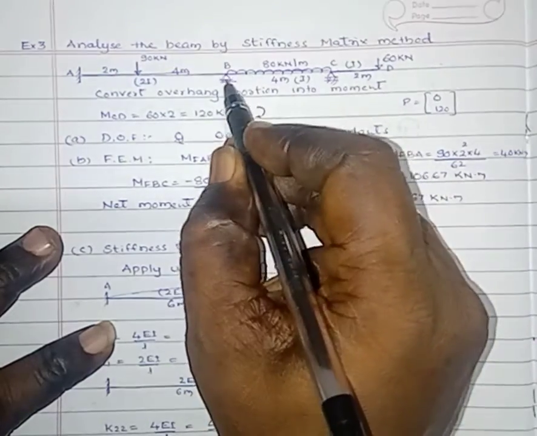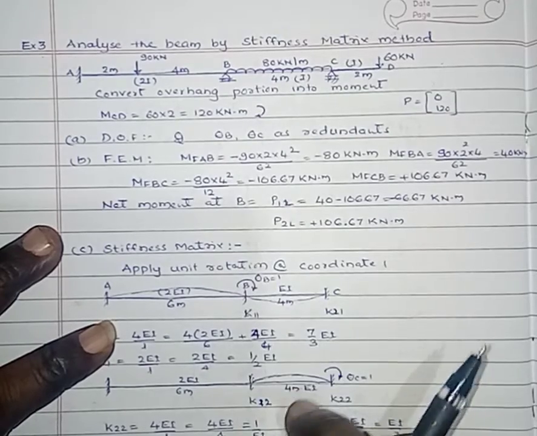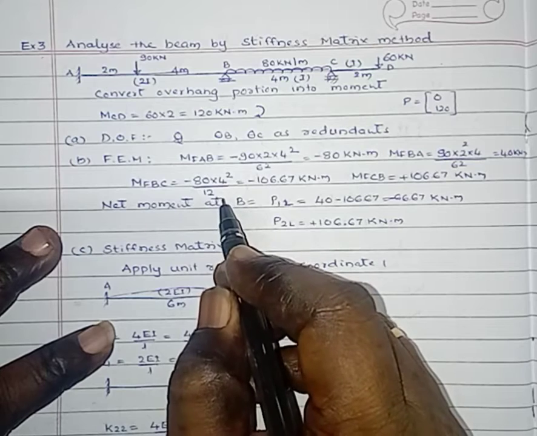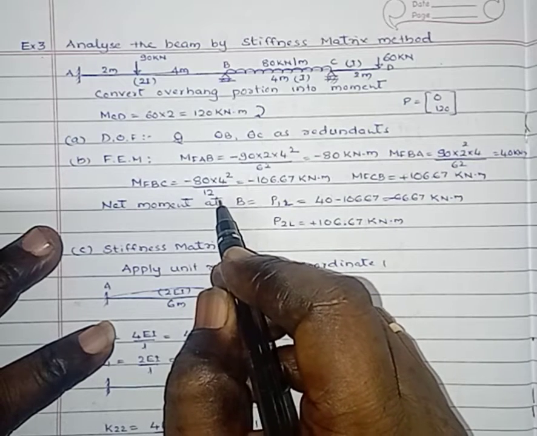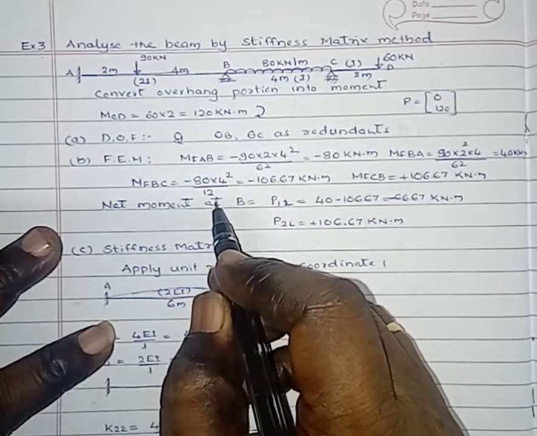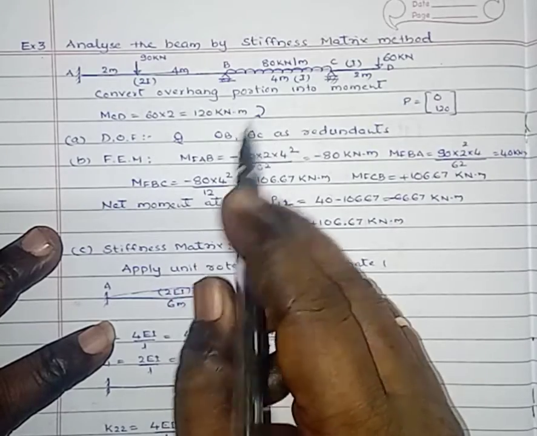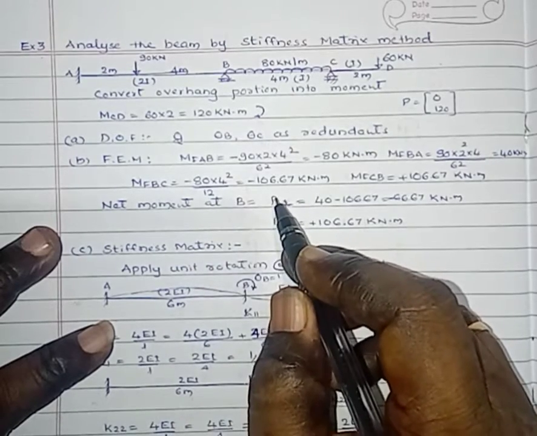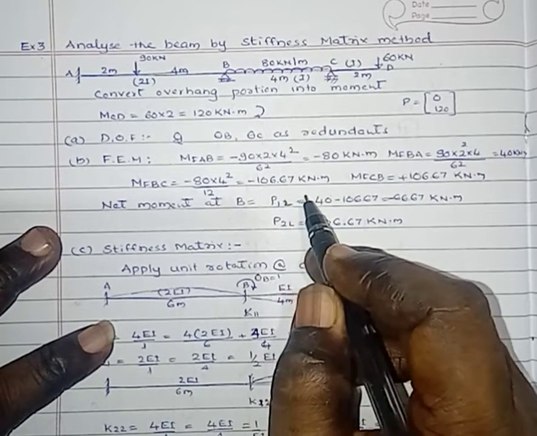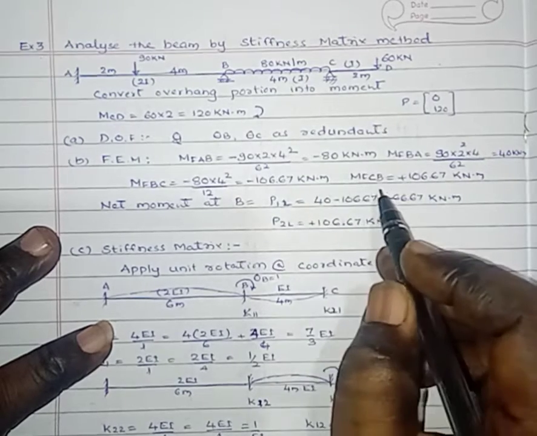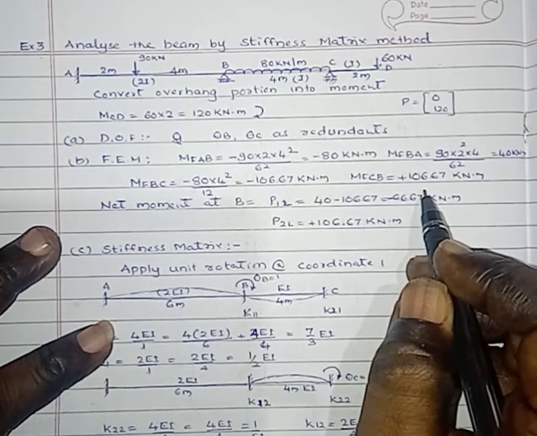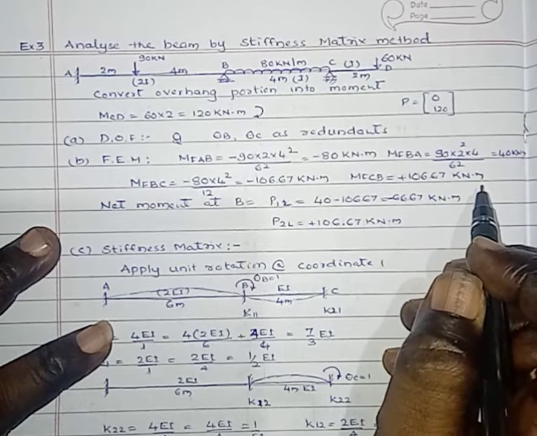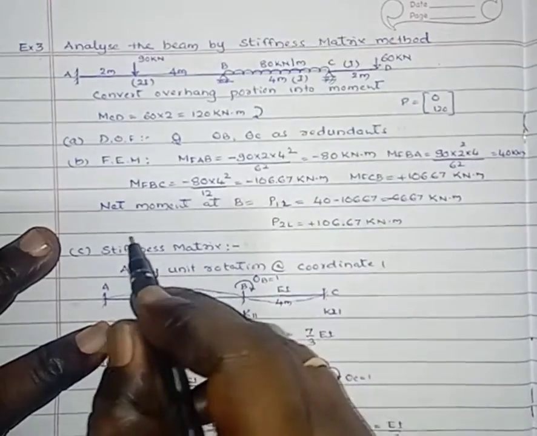Then for the next span BC, MF BC equals minus W L squared by 12, subjected to a UDL of 80 kilonewton per running meter. With span 4, W L squared divided by 12 is minus 106.67 kilonewton meter. Similarly, MF CB is again 106.67 kilonewton meter from the other end.